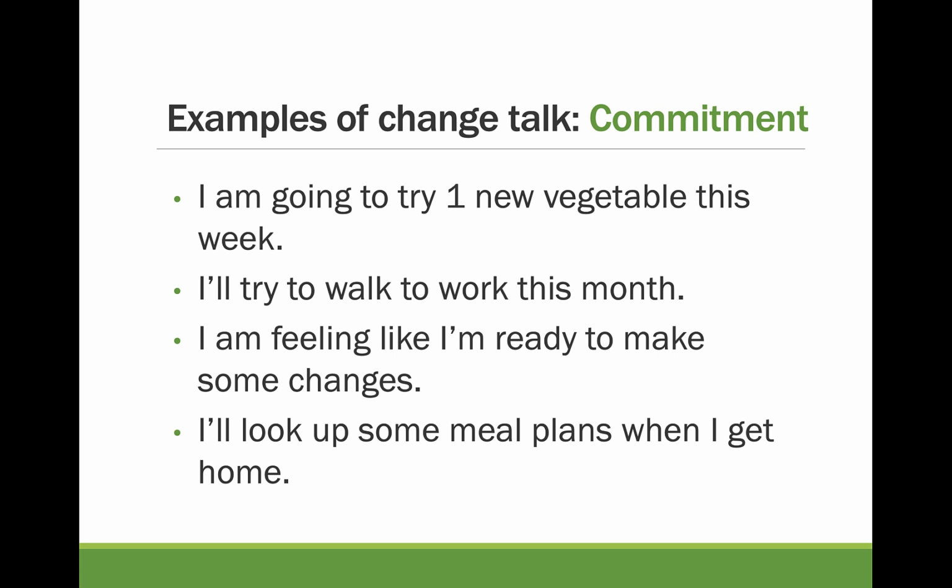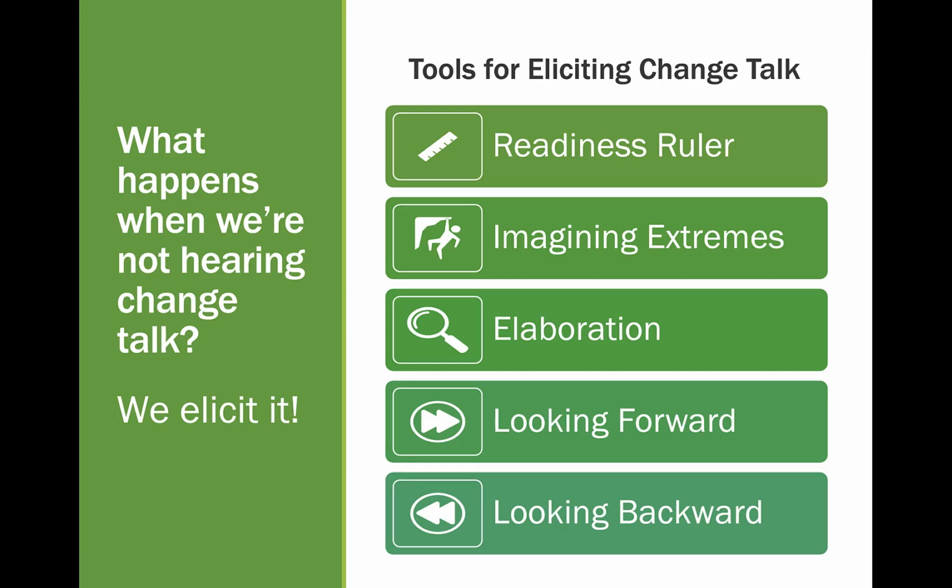Some examples include, I am going to try one new vegetable this week. I'll try to walk to work this month. I am feeling like I'm ready to make some changes. I'll look up some meal plans when I get home. These are all great statements that indicate that the patient has come around and feels ready to move out of their ambivalent state. Many times as we go through motivational interviewing, change talk comes up naturally.